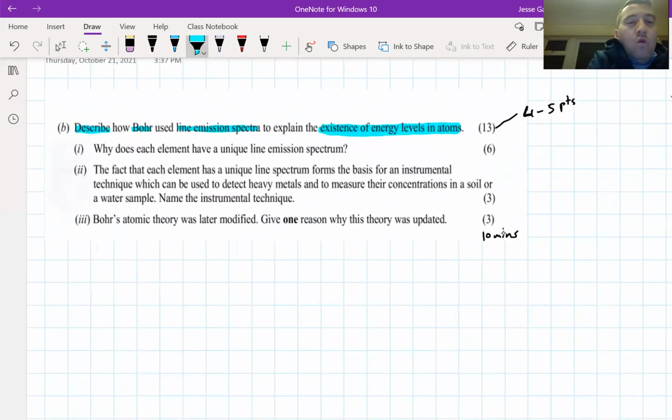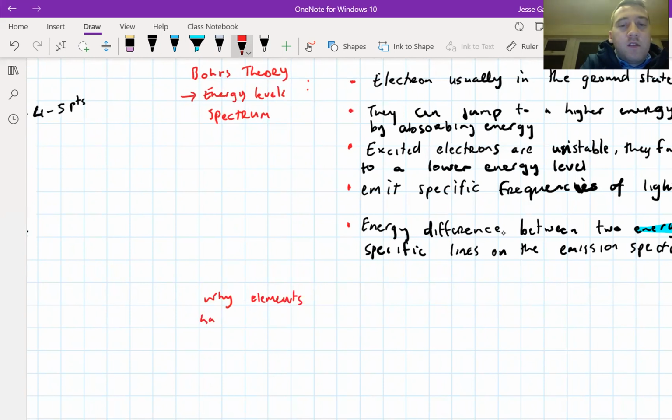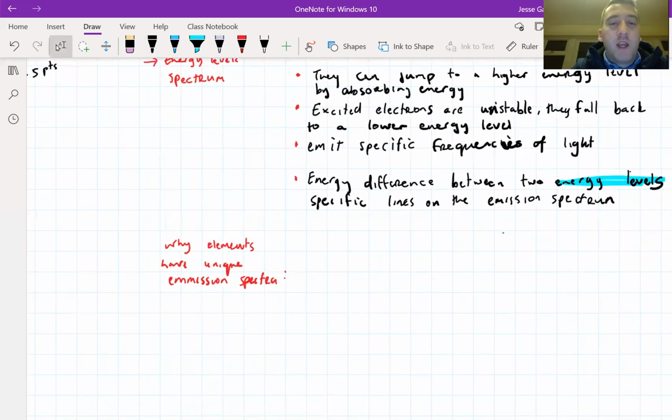Next one. Why does each element have a unique line spectrum? What makes them unique? So the question is: why do elements have unique emission spectra? What I want you to do is pause the video and try answering that now. Okay, so we're watching if you've tried to answer that question. What makes elements have unique emission spectra?